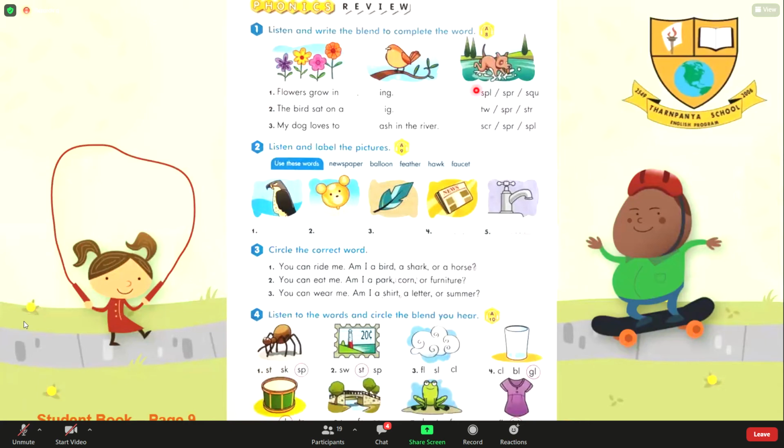Number 1, flowers grow in spring. Flowers grow in spring. Which ones are the missing letters? Who can spell the missing letters here? All right, SPR. So let's write SPR for spring. Flowers grow in spring.